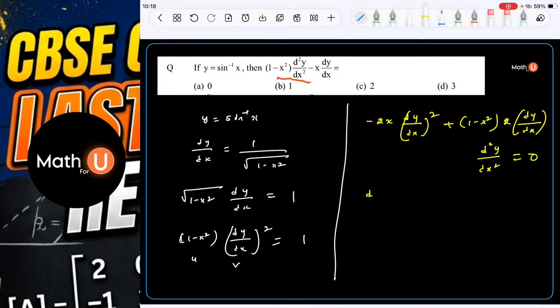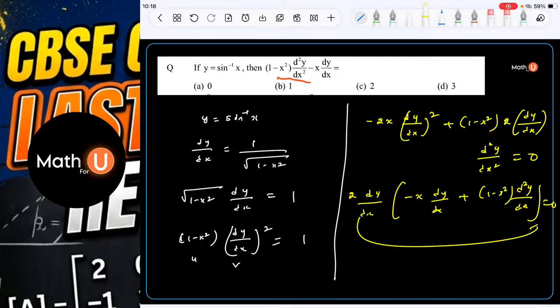From here take 2 dy by dx common, we get minus x dy by dx plus 1 minus x square d square y by dx square, that is equal to 0. Send this into the denominator, rearrange this: 1 minus x square d square y by dx square minus x dy by dx equal to 0. Which option is correct? Option A is the correct answer, okay, for this.